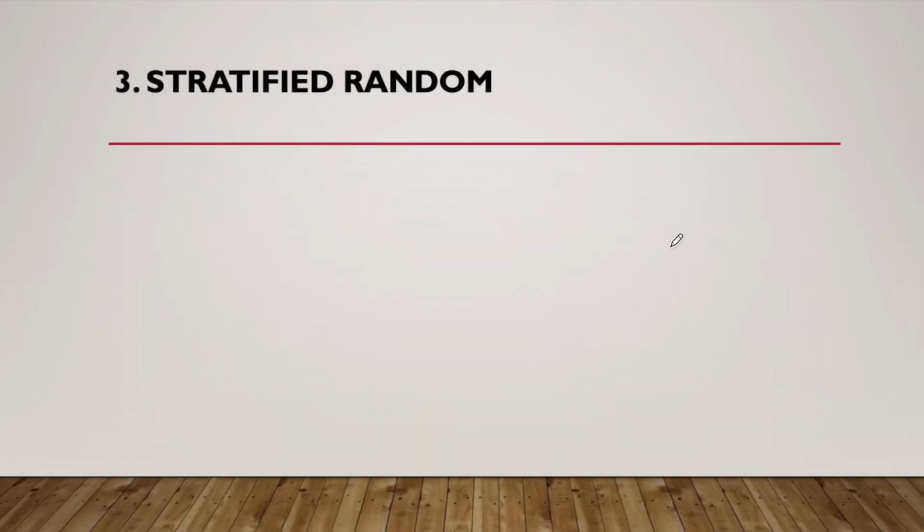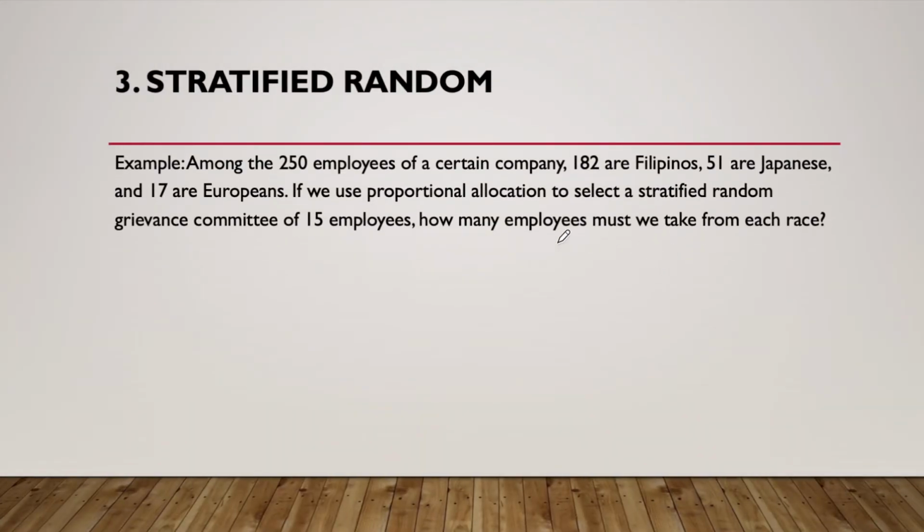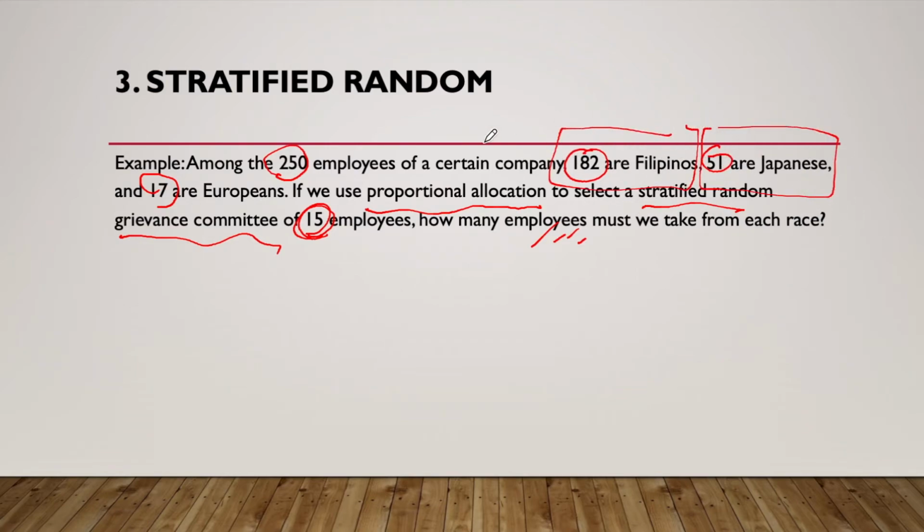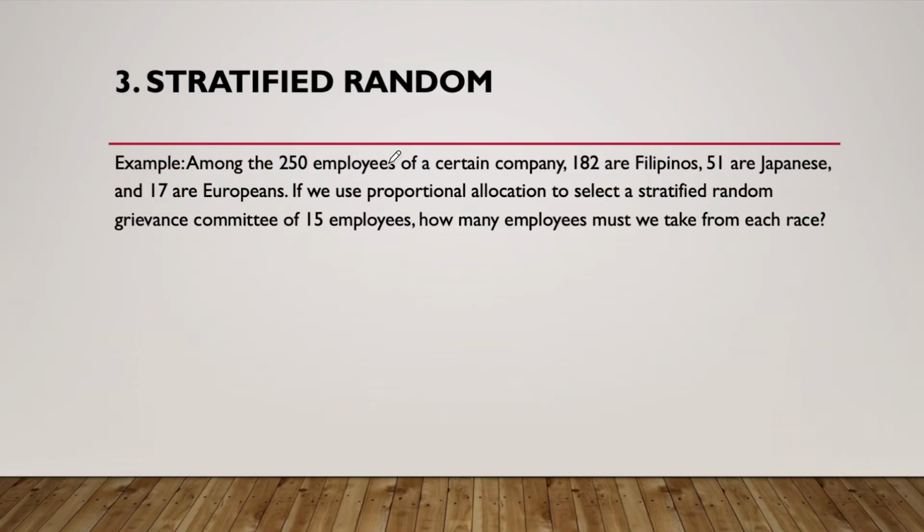To give you an example, for instance, among 250 employees of a certain company, so there are 250 employees all in all, 182 are Filipinos, 51 are Japanese, 17 are Europeans. If we use proportional allocation to select a stratified random grievance committee of only 15 employees, how many employees must we take from each race? So again, we have the Filipinos, the Japanese, and the Europeans here. How many of each race must be there for a 15-employee grievance committee?